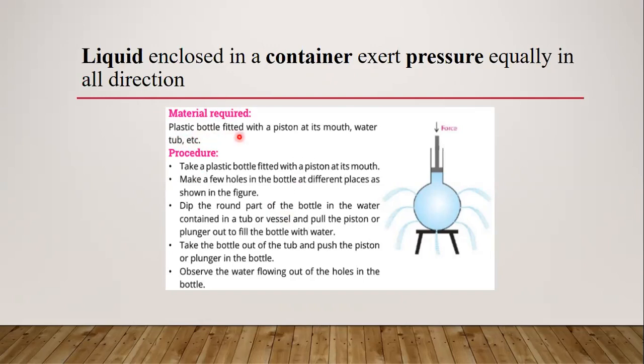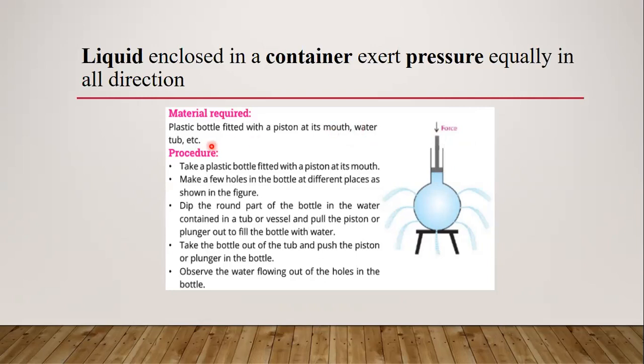We need a plastic bottle fitted with a piston at its mouth. This is the piston. It is known as plunger, it is known as a piston. As I have already told you that you can relate with the injection in which there is a plunger at the back and we need to push that plunger if we want the medicine or the liquid to just come out from the syringe. Okay, then we need a water tub, and these are the main things which we need.